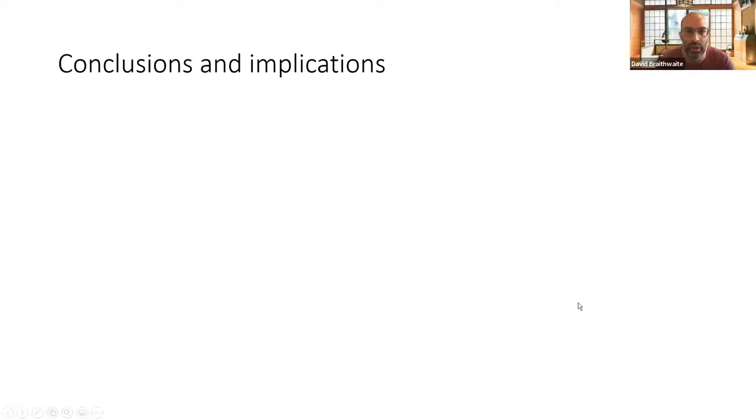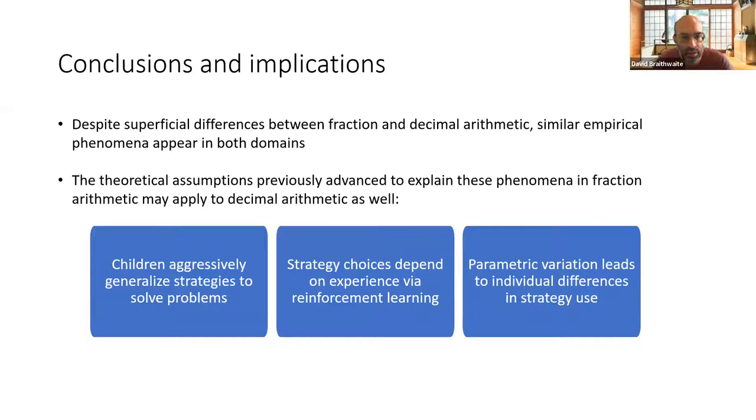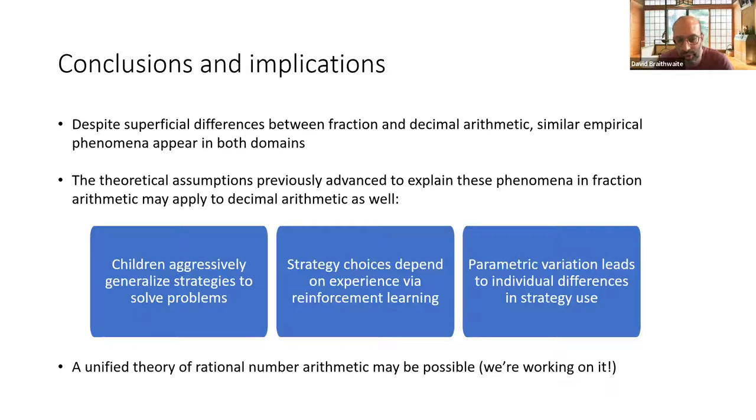So then let me conclude just by briefly summarizing the main findings and their implications. Despite the superficial differences that exist between fraction and decimal arithmetic, we see similar empirical phenomena in both domains, suggesting that the theoretical assumptions that we previously advanced to explain these phenomena with fractions may also apply to decimals, specifically aggressive overgeneralization of strategies, the use of reinforcement learning to determine strategy choices, and parametric variation causing individual differences in strategy use. So a unified theory of rational number arithmetic may be possible. We're currently working on it.